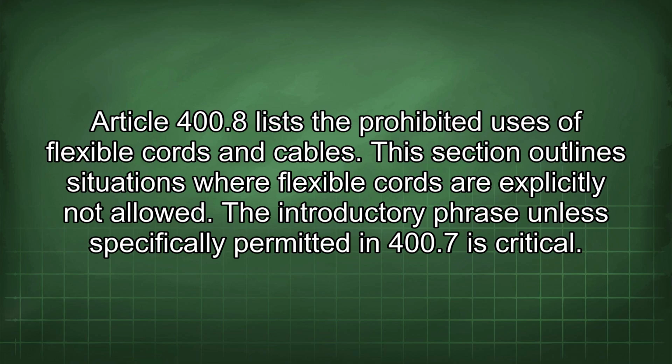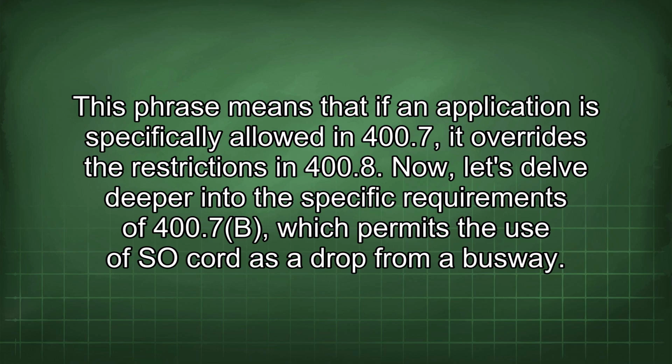Article 400.8 lists the prohibited uses of flexible cords and cables. This section outlines situations where flexible cords are explicitly not allowed. The introductory phrase "unless specifically permitted in 400.7" is critical. This phrase means that if an application is specifically allowed in 400.7, it overrides the restrictions in 400.8.